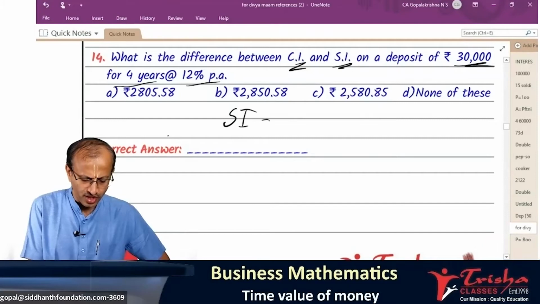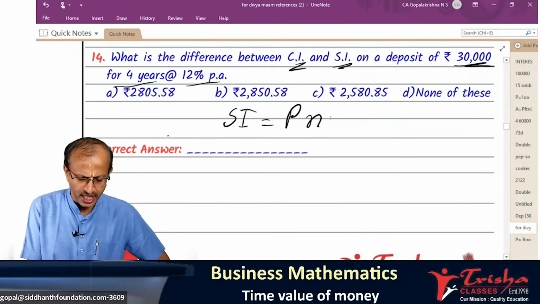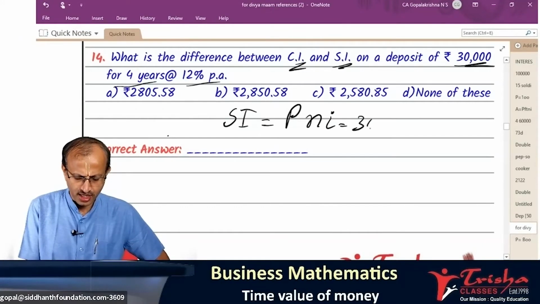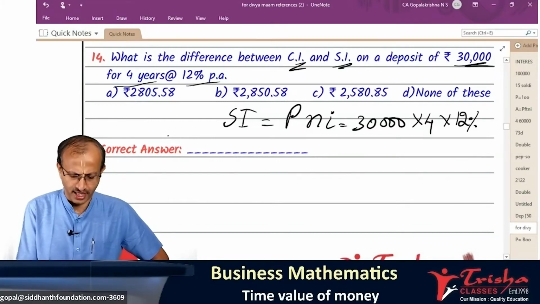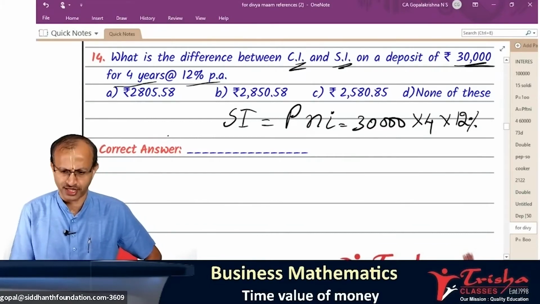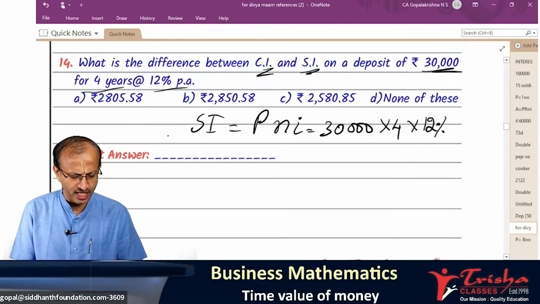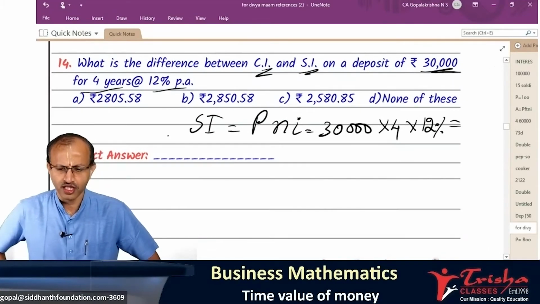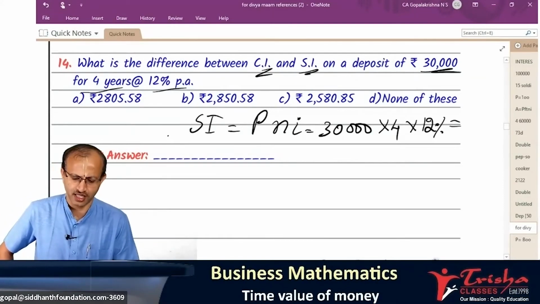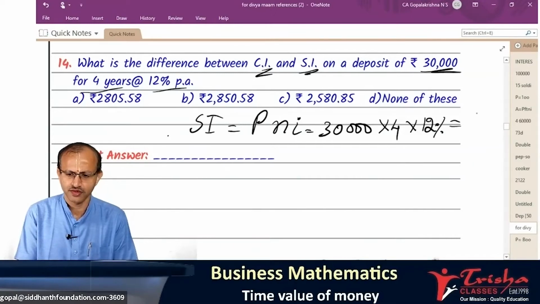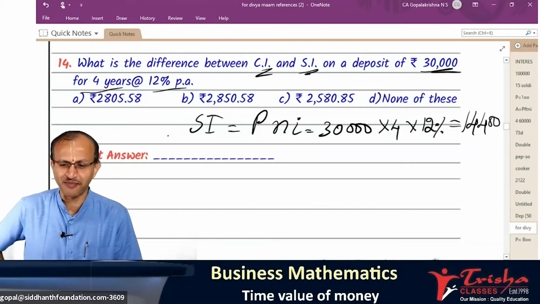SI is equal to PNI. Can you write along with me? 30,000, 4 years, 12% direct. PNI, right? I is equal to 0.12 or 12%. Tell me what is the final number you arrive at. 30,000 into 4 is 1,20,000, into 12%. Is it 14,400? Yes. You have a calculator, you should tell me quickly.